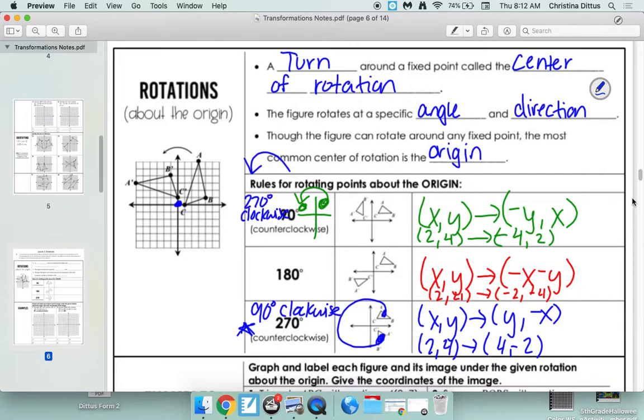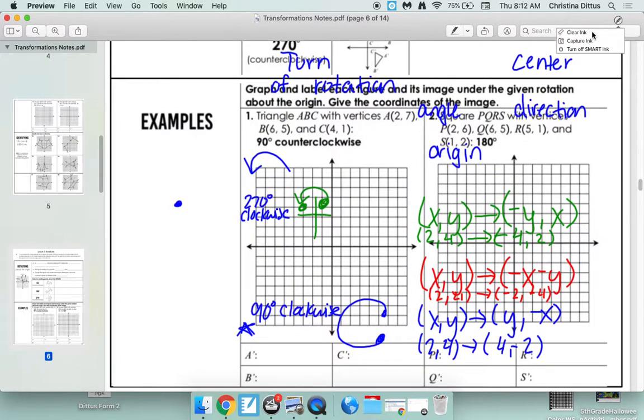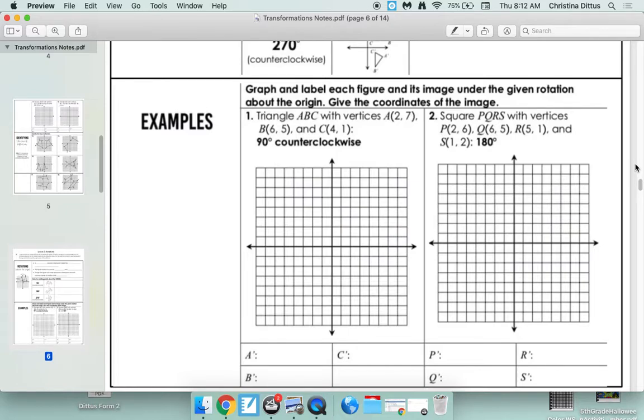All right. Questions so far? Okay, let's jump into the examples. Go ahead, plot your originals, those little dots. We have 2, 7. That's A. 6, 5, 1, 2, 3, 4, 5, 6, 1, 2. B. 4, 1, C. That was such a straight line. Yeah, mine aren't straight.